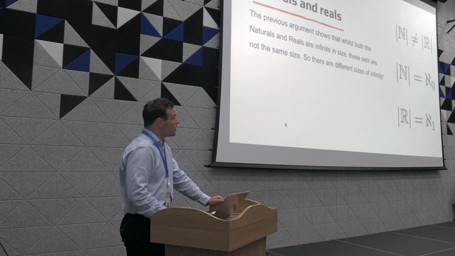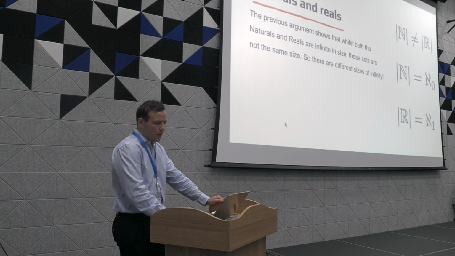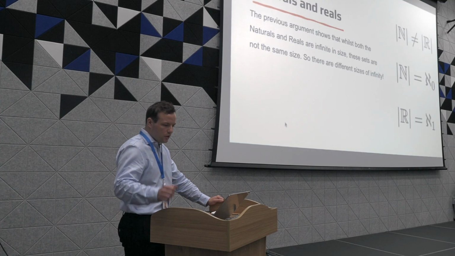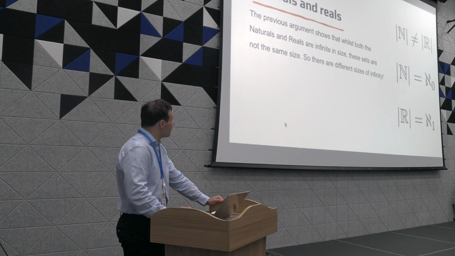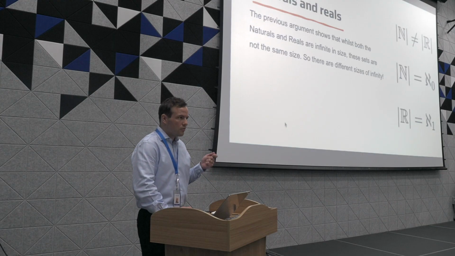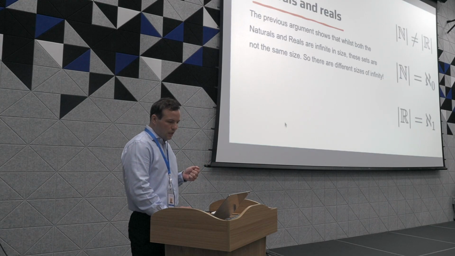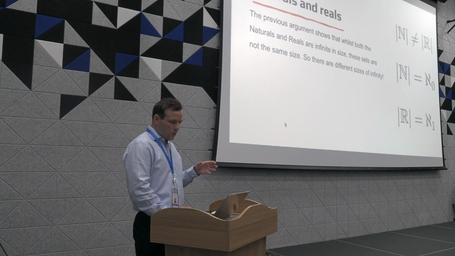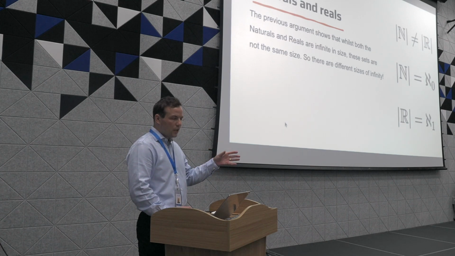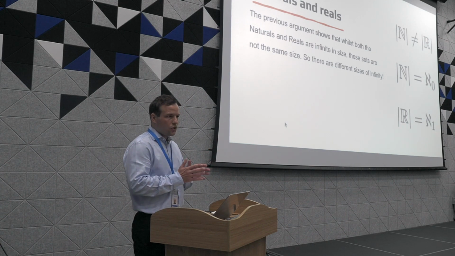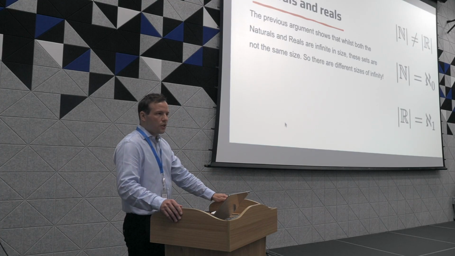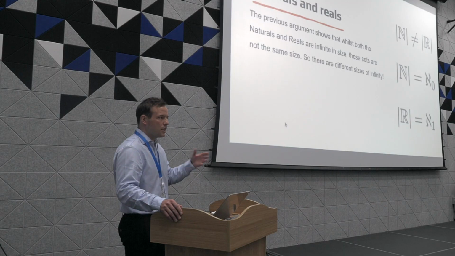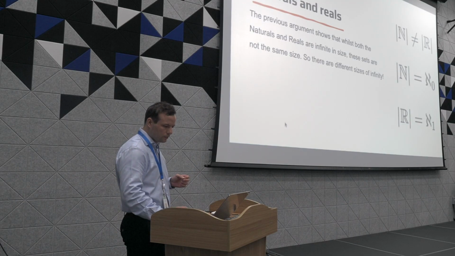So what this tells us is that the infinite nature of the natural numbers is different to the infinite nature of the real numbers. What's fascinating is that that infinity is actually different, because there's no bijection between the natural numbers and the real numbers. So we have these two sets, they're both infinite in size, but they're not the same size. They're different sizes of infinity.